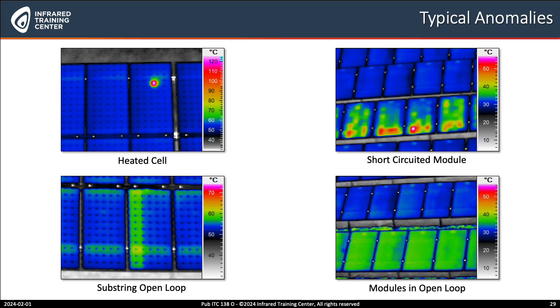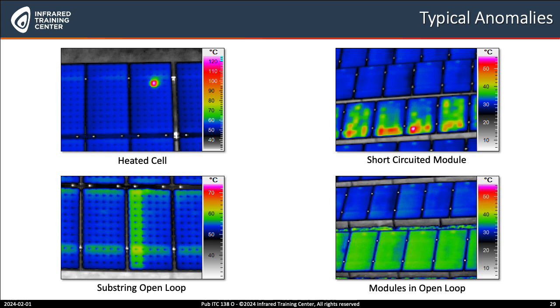Short-circuited modules that are behind the panel, you can see also from the face of the panel. And so we're looking at here a substrating or a loop. So what's happened, that open loop is causing eventually a short circuit within the panel, or modules in an open loop. So, it could be just one panel, or it could end up being the whole string of panels.